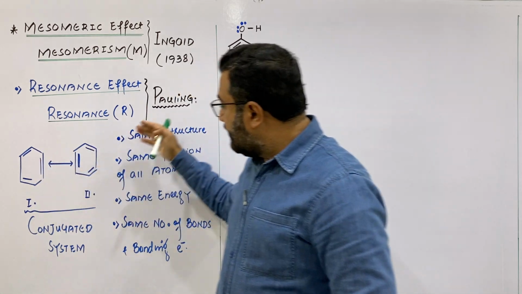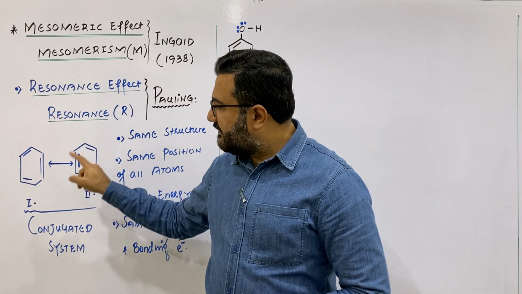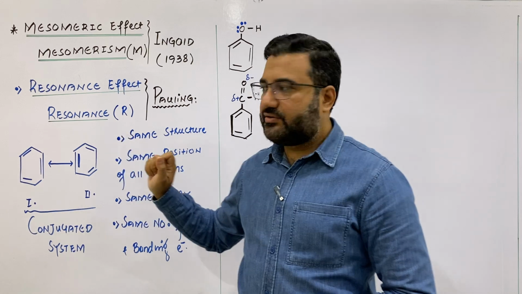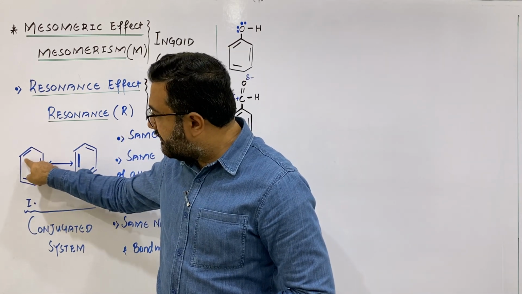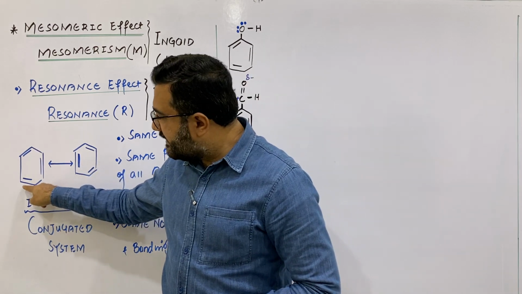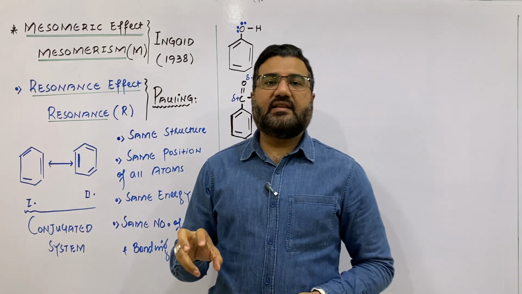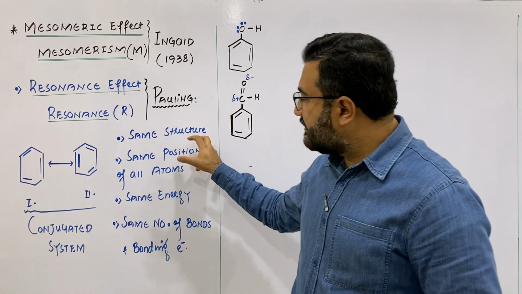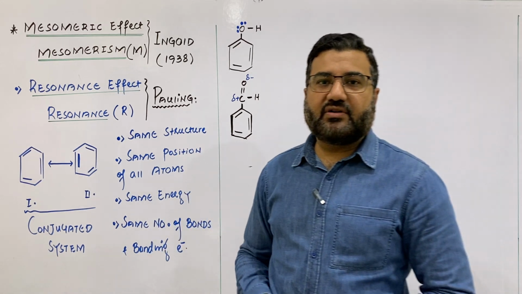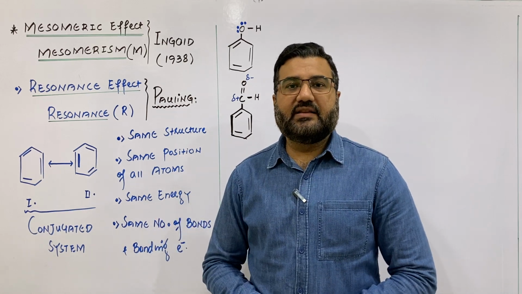If they have all these parameters the same, then what is the difference between these two? You can see that the difference is in the arrangement of the bonds or the distribution of the bonding electrons. Here you can see a single bond, but in structure 2, here is the double bond. So this is double, but in structure 2, this one is the single bond. It means that the two forms have the same structure, same position of all atoms, same energy, same number of bonds and bonding electrons, but the distribution of electrons or the bonding arrangement is different in these two.